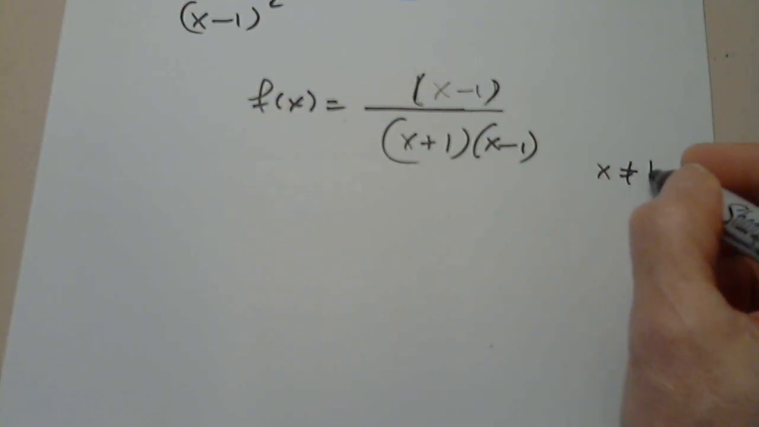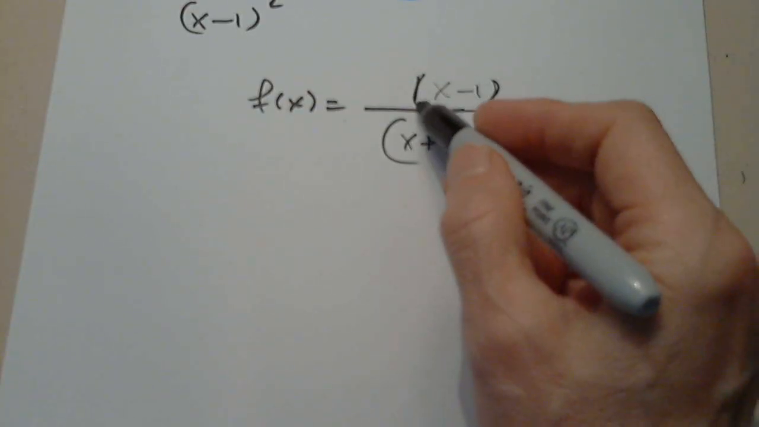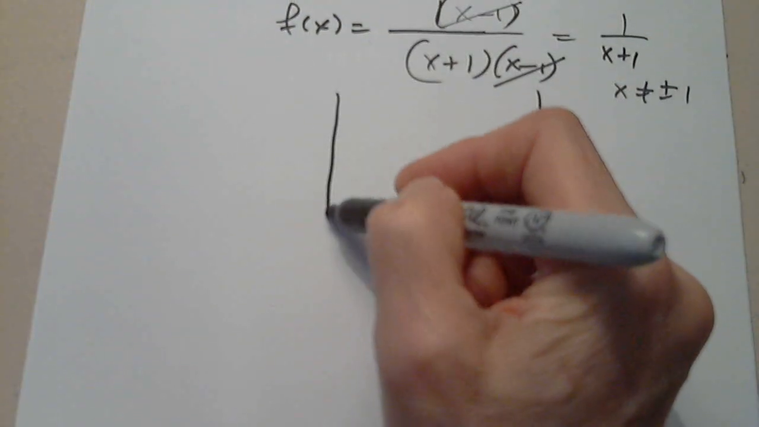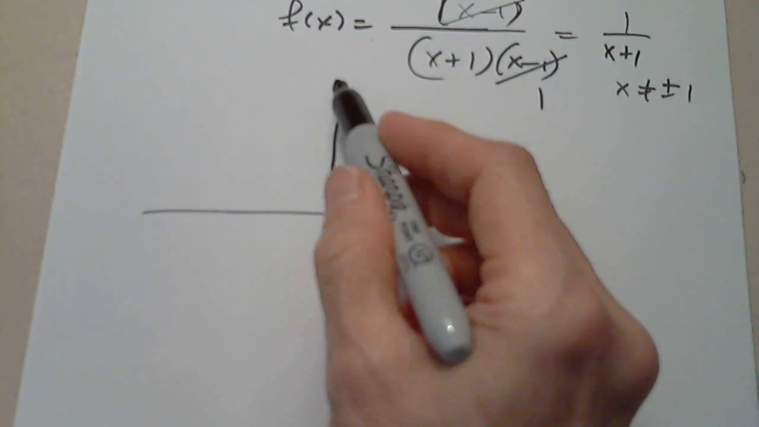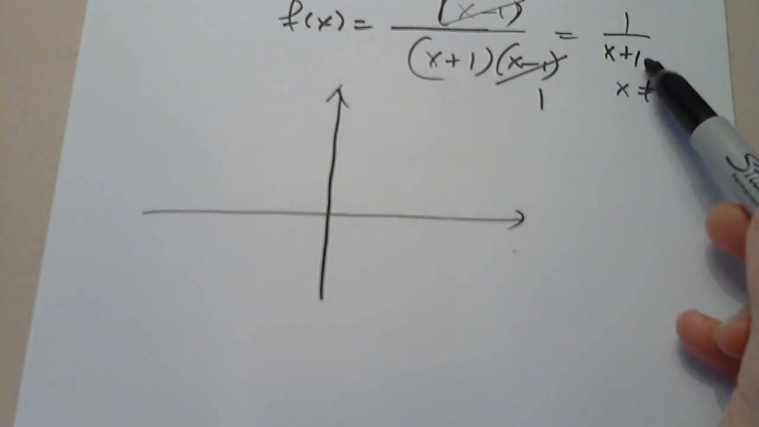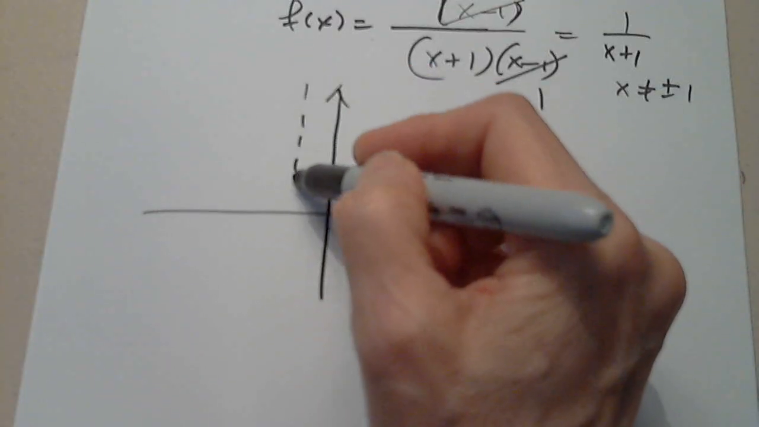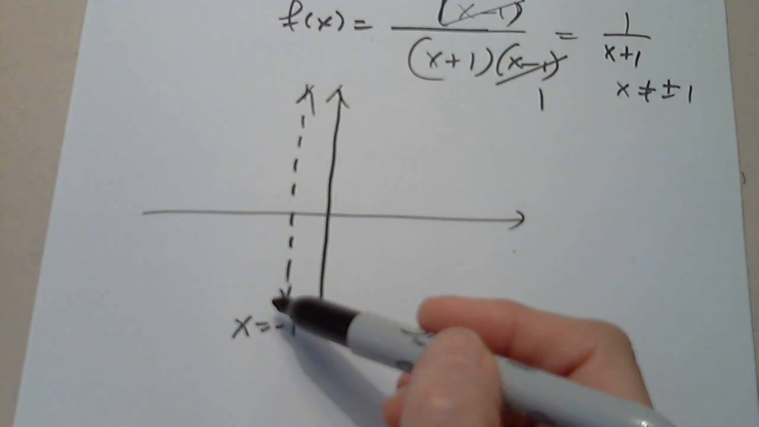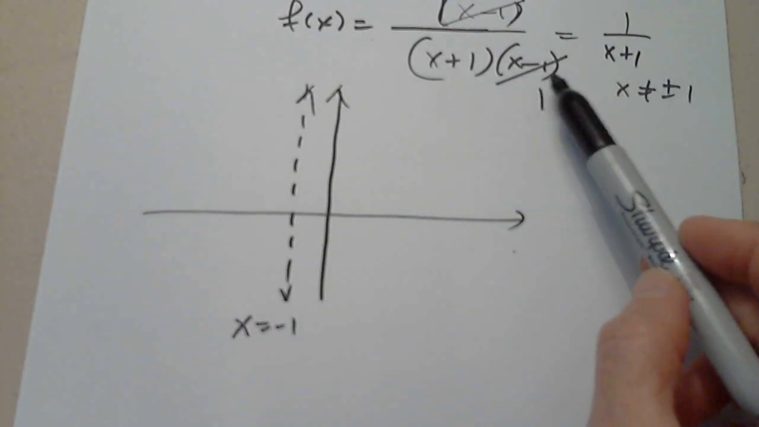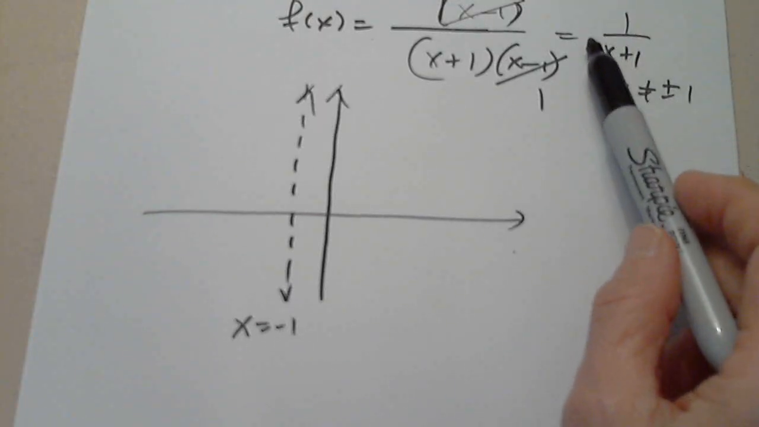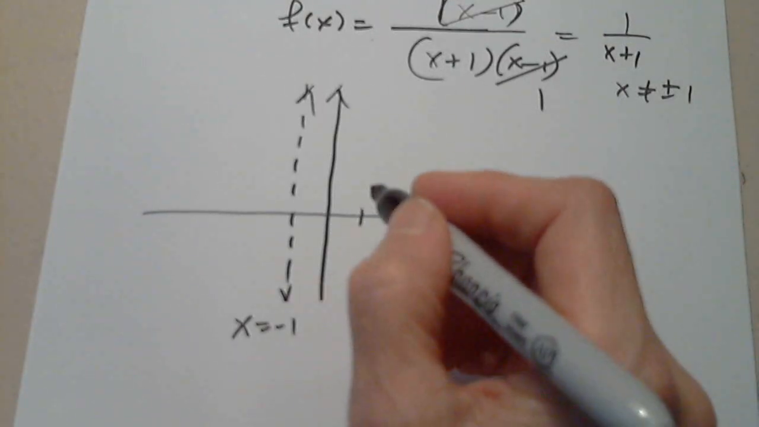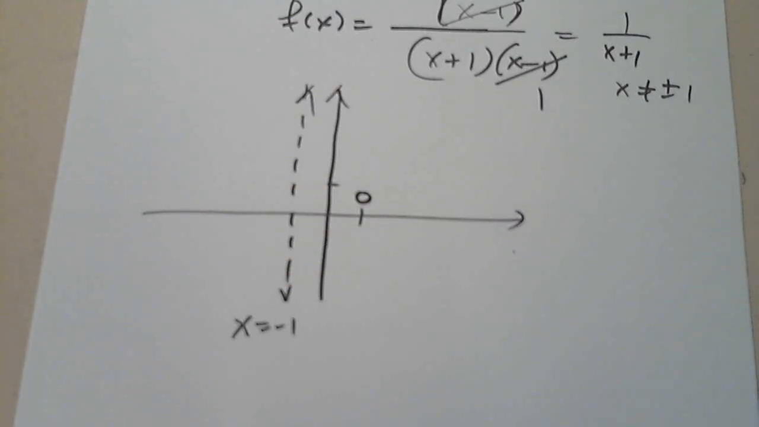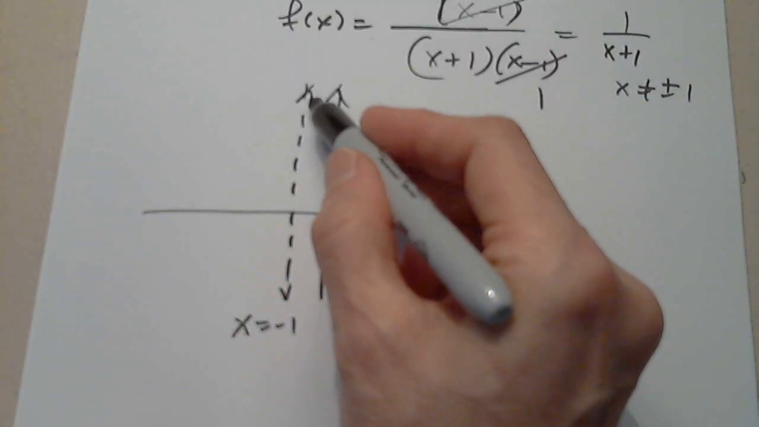you have to state those restrictions again. Because this factor goes away and the simplified form is this, when you graph, and you'll see later on, when you graph this function, because this factor is still there, there is a vertical asymptote at x equals negative 1. We know that these are vertical lines. And at x equals 1, the function value is 1/2. So at x equals 1, there is a hole in the graph. So the graph of this function will be like this.